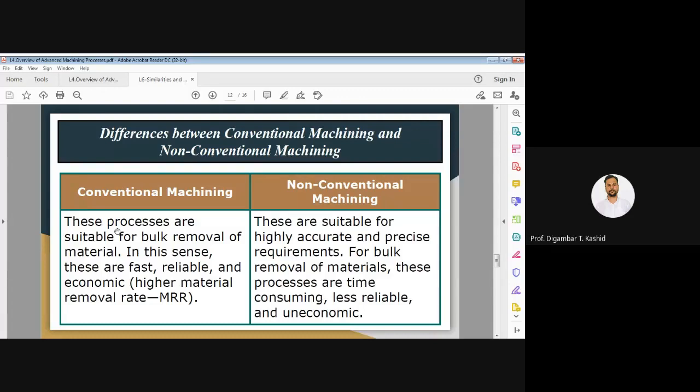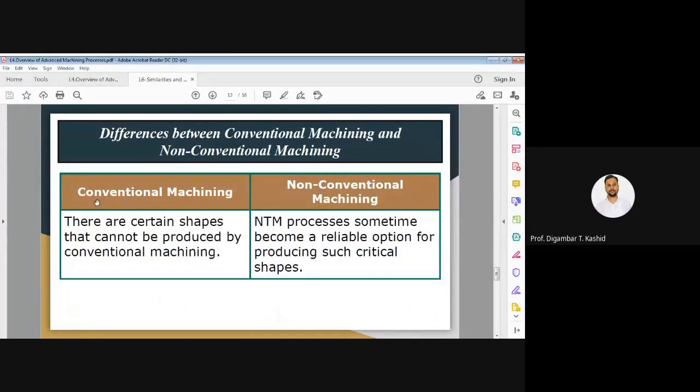But non-conventional machining processes are suitable for highly accurate and precise requirements. That time we can use our advanced machining processes. For bulk removal of the material, these processes are time consuming, less reliable and uneconomic. Okay, this is general.